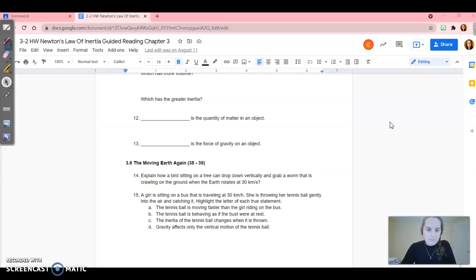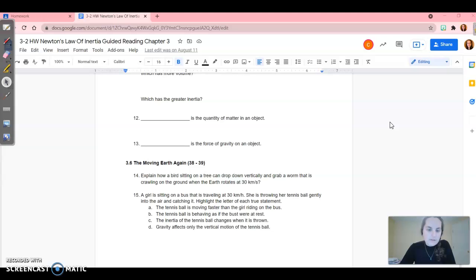Let's look at B. The tennis ball is behaving as if the bus were at rest. That is true. If the bus is moving at a constant speed in a straight line, the tennis ball is going to behave as if it is at rest. And C, the inertia of the tennis ball changes when it is thrown. Remember that inertia is dependent upon your mass. It's a property of matter, and the mass isn't changing as the ball is thrown into the air. So it's not C, the inertia won't change.